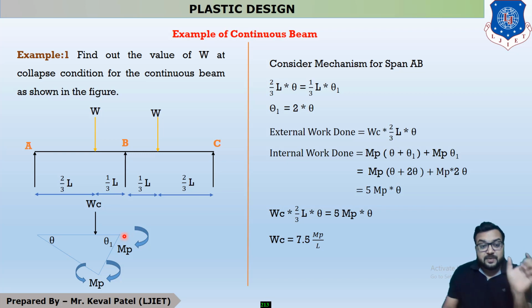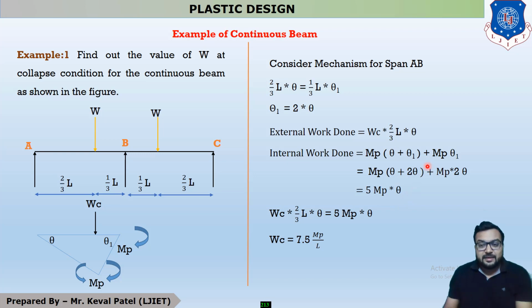Now your span AB is balanced if and only if your external work is equal to internal work. So to equate them, both terms must be in the same variable. You can see that your external work done is in the form of theta, so you have to convert theta 1 to theta. The internal work is MP into theta plus theta 1 at this point, and MP theta 1 at this point. Now we have one relation, which is theta 1 is equal to 2 theta. So we put theta 1 equal to 2 theta, and we get our answer 5 MP theta.